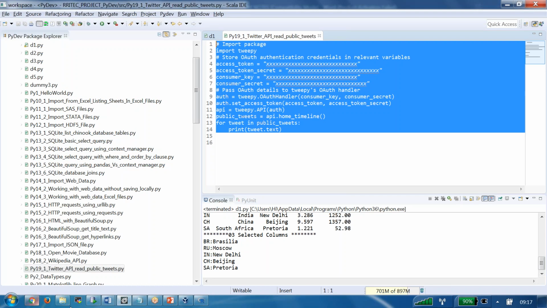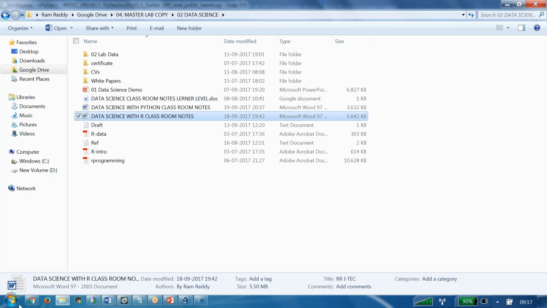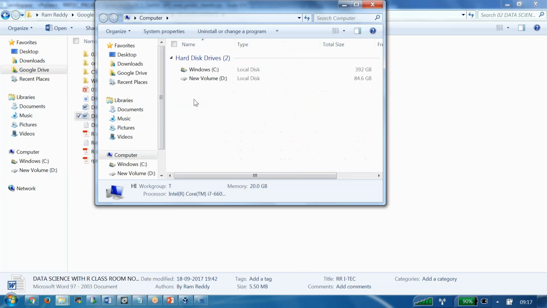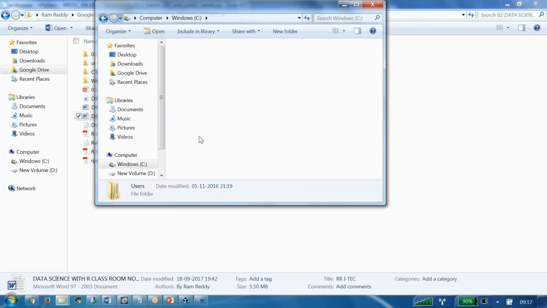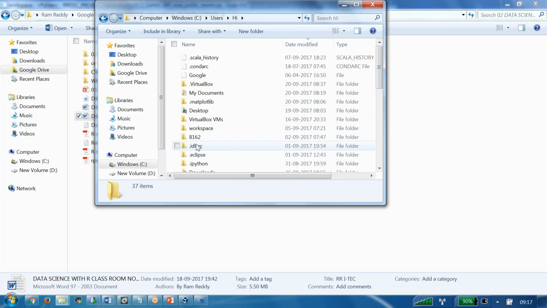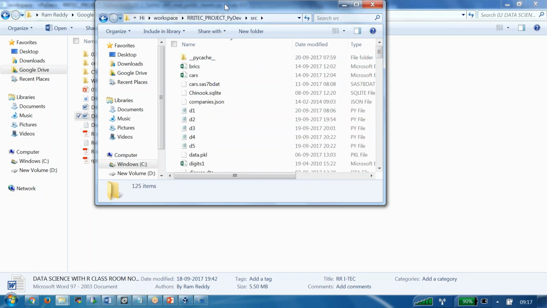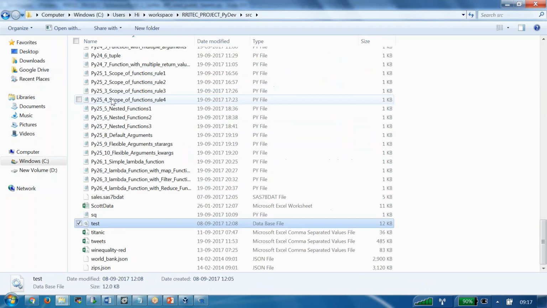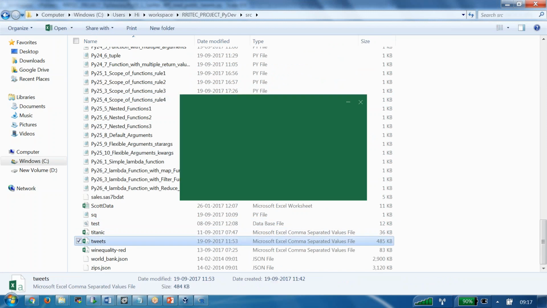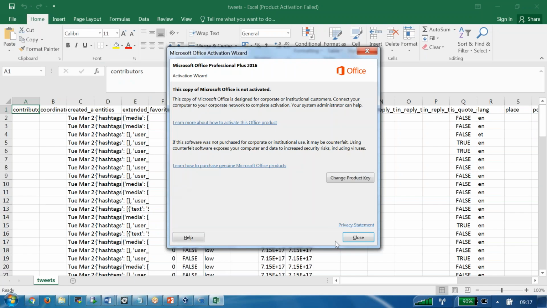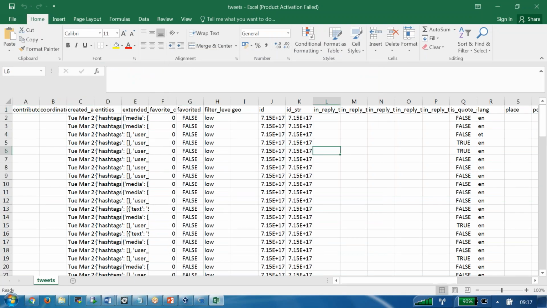If you try to see my tweet.txt now, in the back end on my computer, on the C drive, it is stored in the users folder, then the workspace folder. This is the main folder I have. In that we can see the tweets. This is the one Excel sheet I got. What they tweeted, in what language, all those information I got. If I have this sheet, you can do the social analysis. Yes or no?